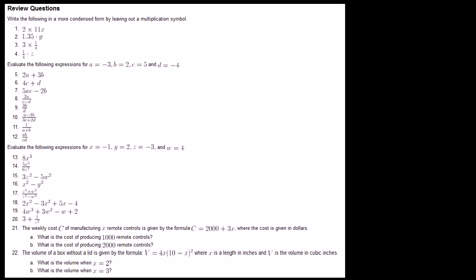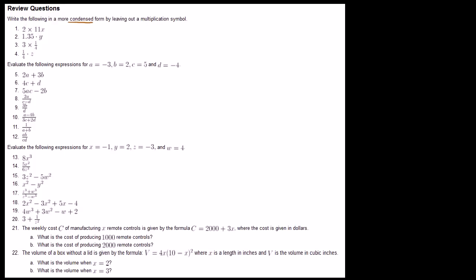Let's do some practice problems dealing with variable expressions. So these first problems say write the following in a more condensed form by leaving out a multiplication symbol. So here we have 2 times 11x. If we have 11x's and then we're going to have 2 times those 11x's, we're going to have 22x's.